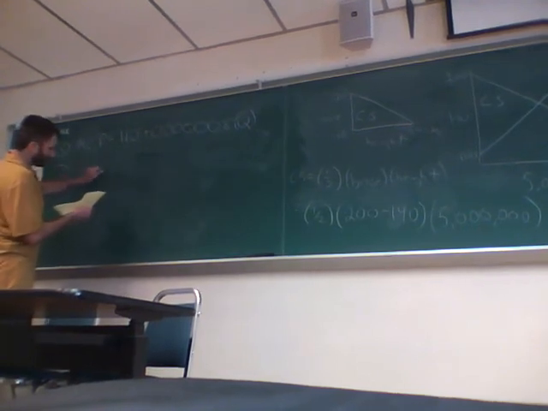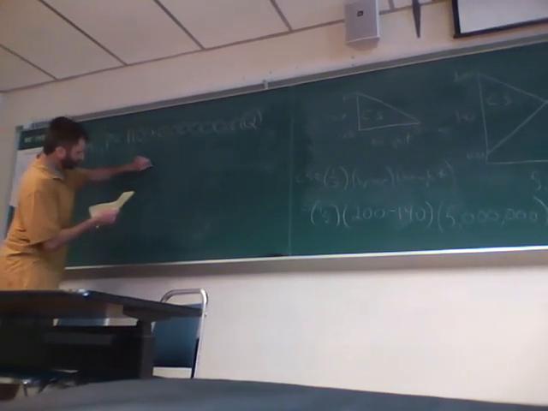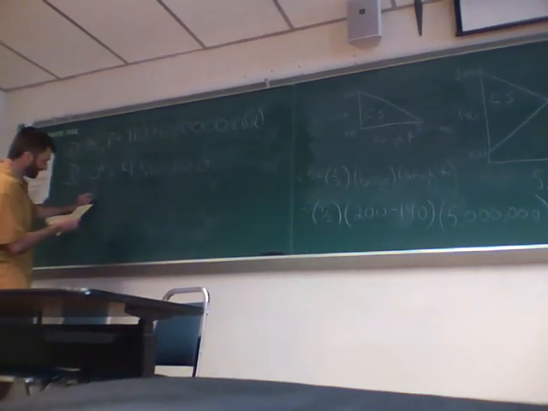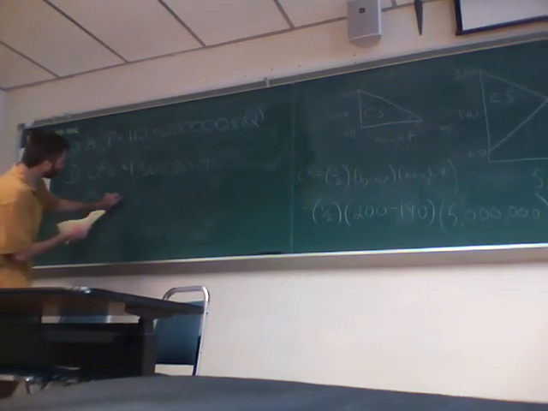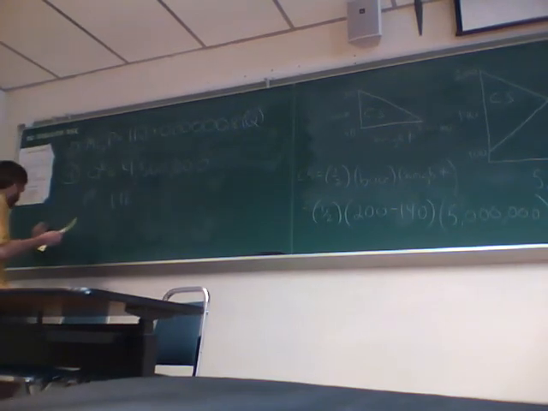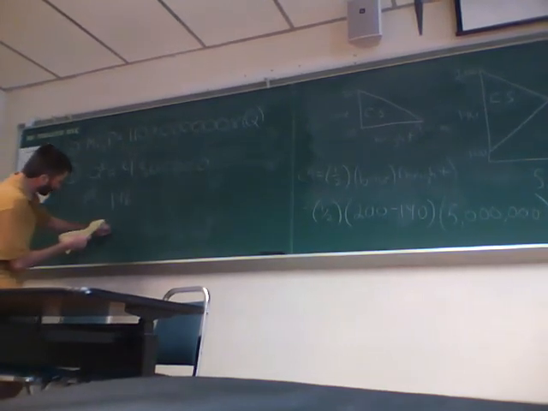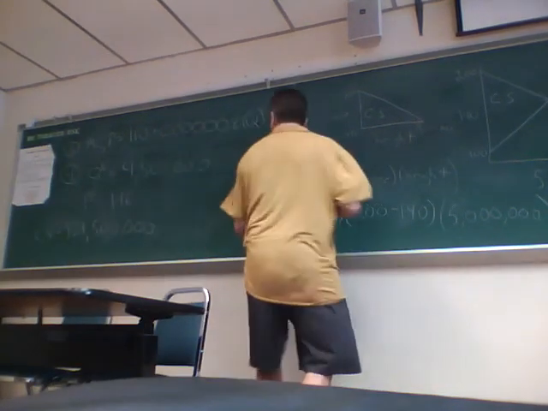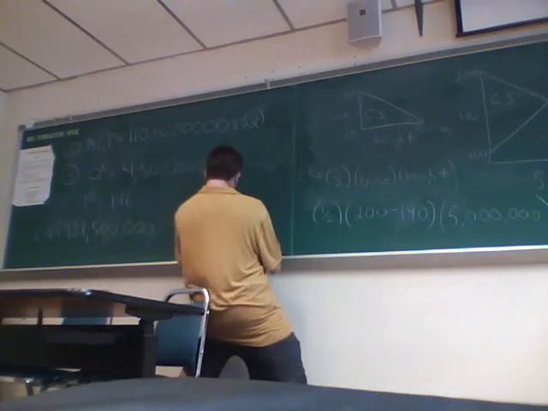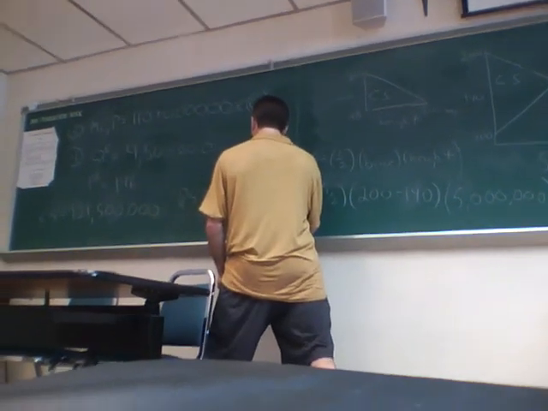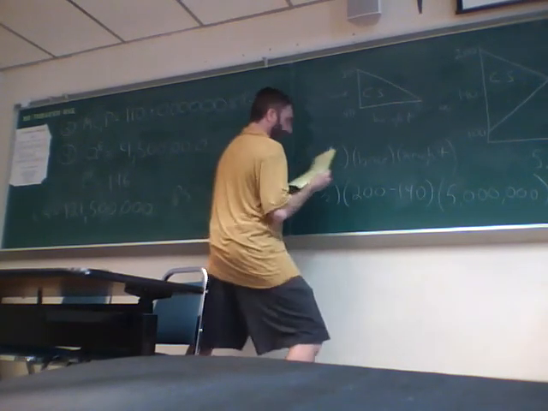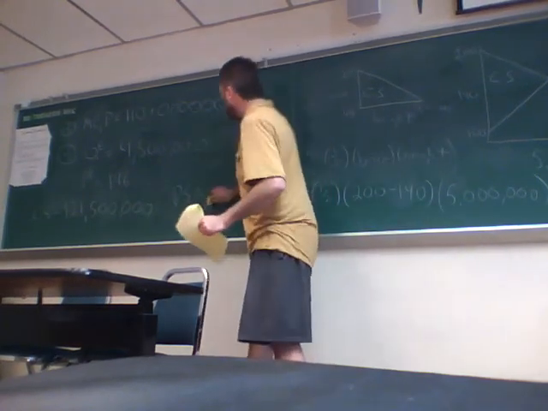Equilibrium quantity is 4.5 million. Equilibrium price is 146. Consumer surplus is 121,500,000. Producer surplus. We didn't have to do producer surplus. Oh, that's right, you didn't have to do it. I was wondering why I didn't have the answer.